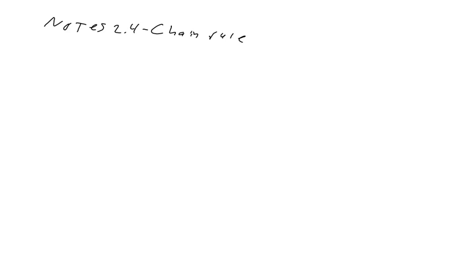All right, everybody. So 2.4 chain rule. This is derivatives. Just a quick refresher. Recall the derivative rules that we know about so far.